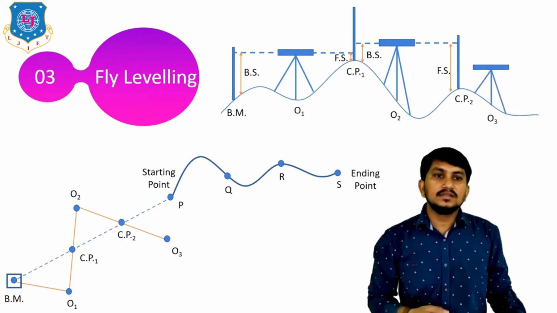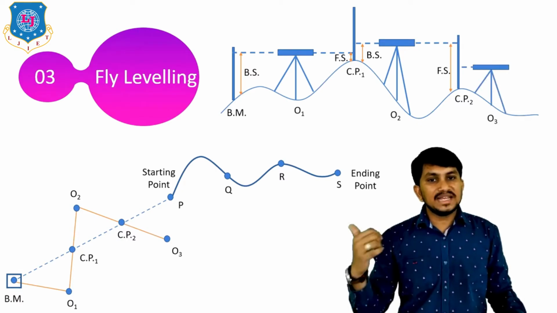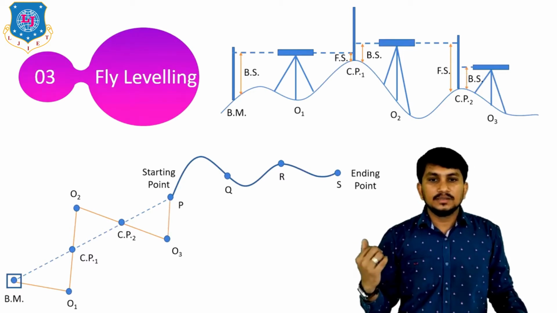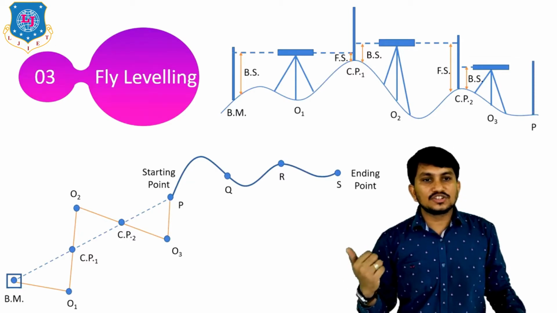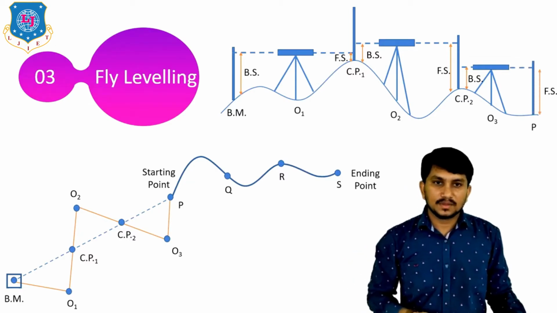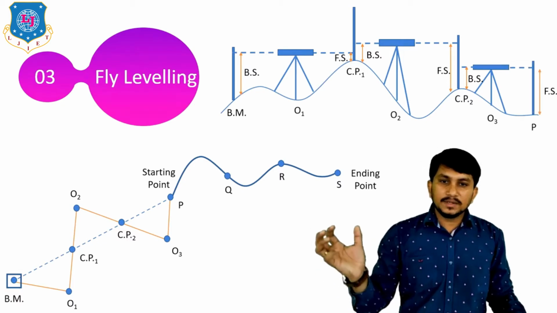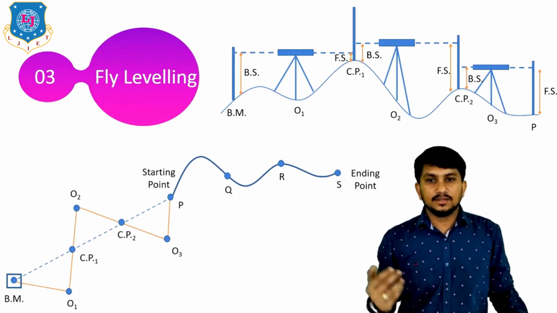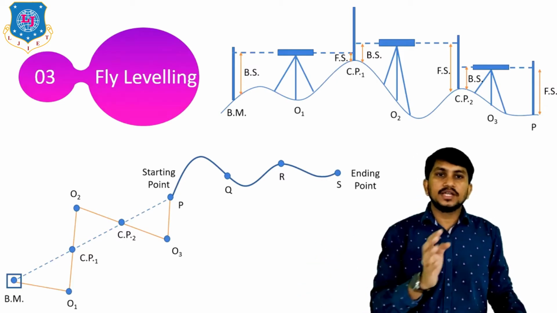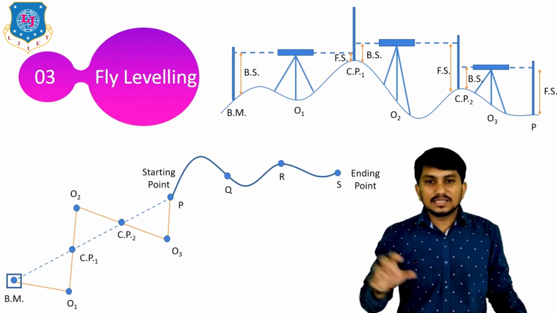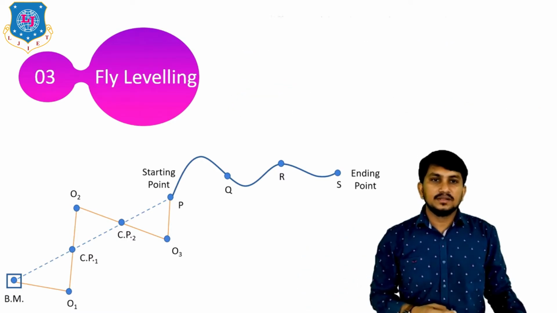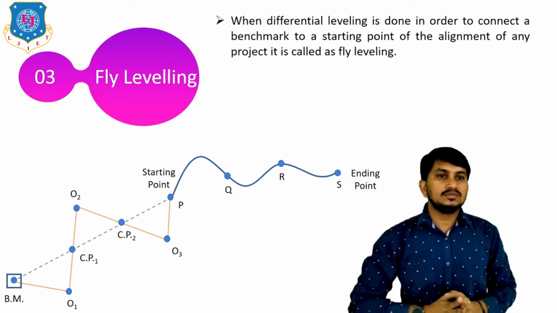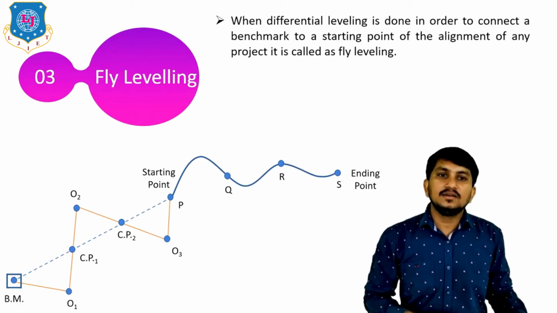Then the O3 setup is there. Then take the BS reading, and at the last we can transfer the readings to the starting point P, like FS. So by doing differential leveling, using a number of setups, we are transferring the level from the benchmark to the starting point P. Okay, this type of leveling is called fly leveling. When differential leveling is done in order to connect a benchmark to the starting point of the alignment of any project, it is called fly leveling.